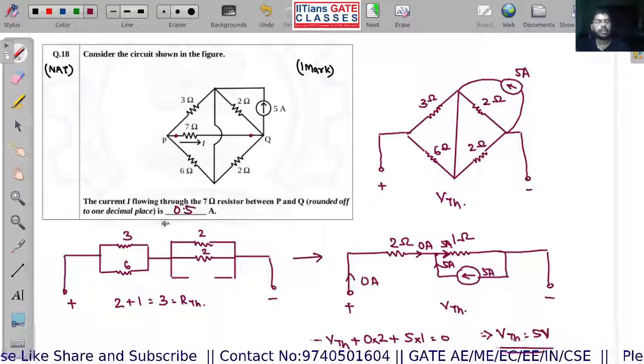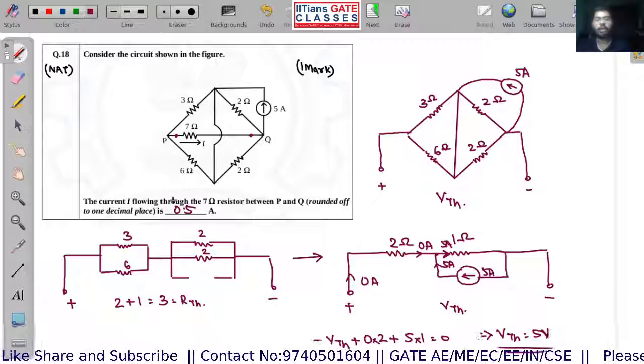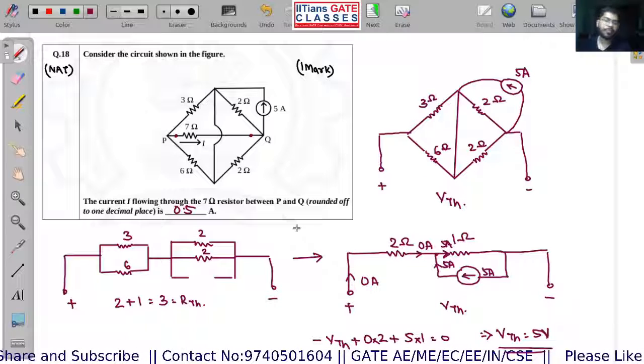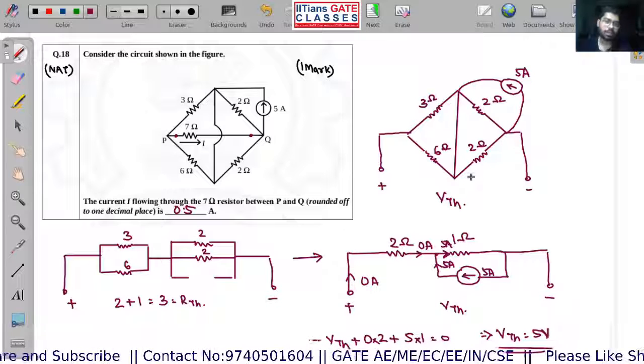Very simple question, and I think this question can be solved within 1 minute. Okay, within 1 minute you can solve this question with proper manipulation. You can solve this question.